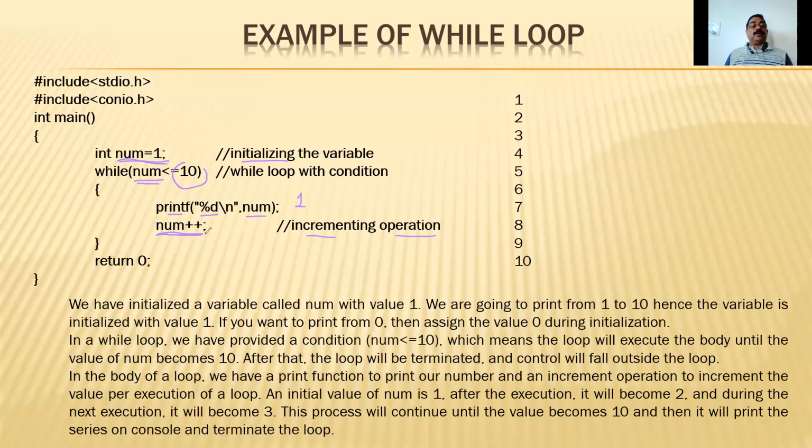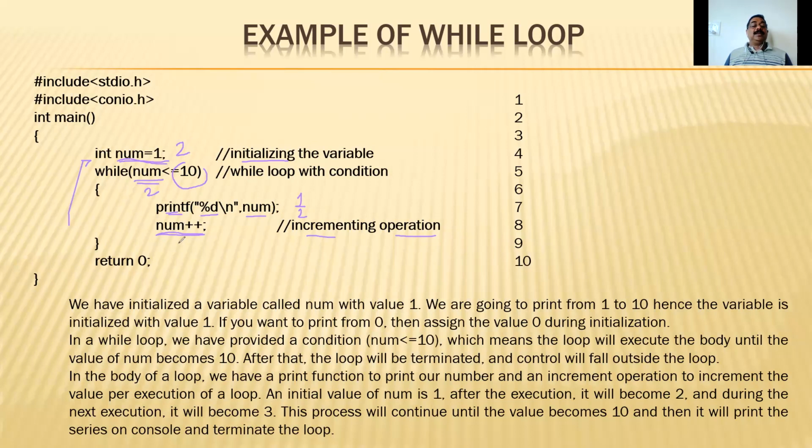After the body of the loop executes, num is incremented with 1. So num will be the new value of num. The new value of num will be 2. Now it is again tested. 2 is less than 10. Yes. Again, num will be printed. What is the value of num now? 2. See here, \n will give this value in a new line.